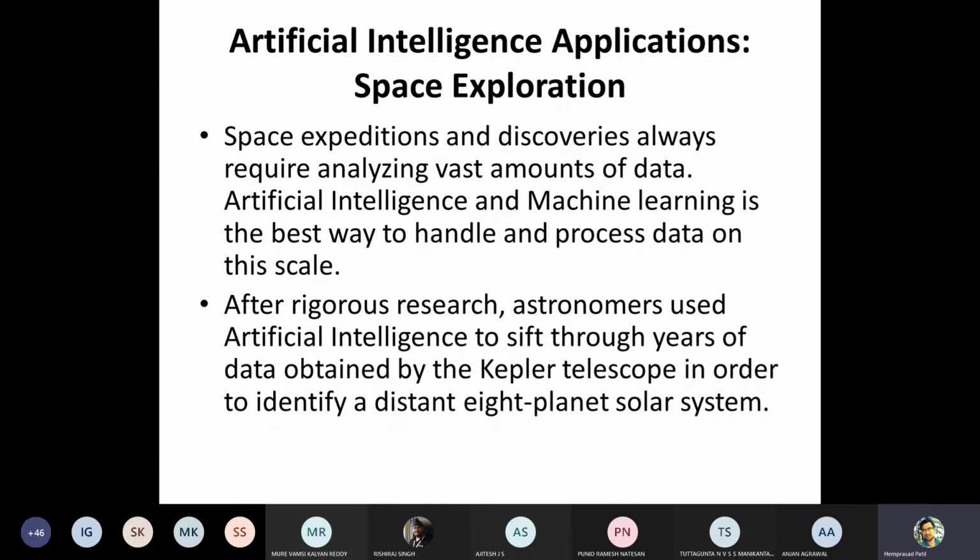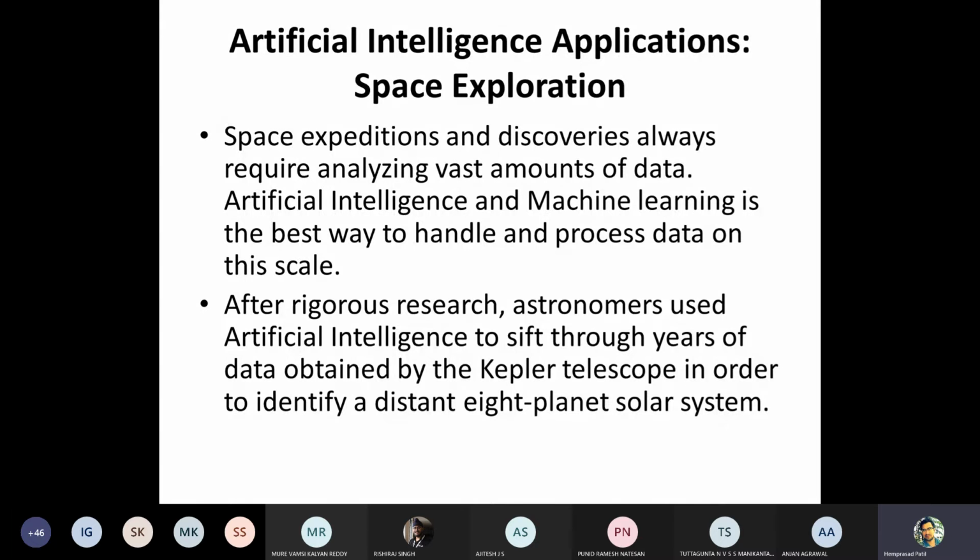Next is space exploration. So this is important, where human intervention is less, and we have to explore a certain area. At that time, we can use AI-based agents. Space expeditions and discoveries always require analyzing vast amounts of data. AI and machine learning is the best way to handle and process data on this scale. After rigorous research, astronomers used AI to sift through years of data obtained by the Kepler telescope in order to identify a distant eight-planet solar system.